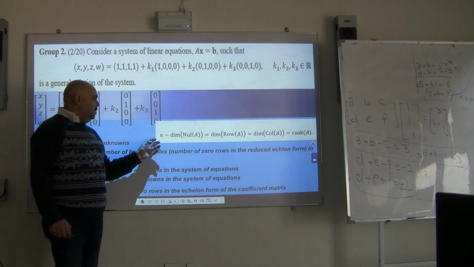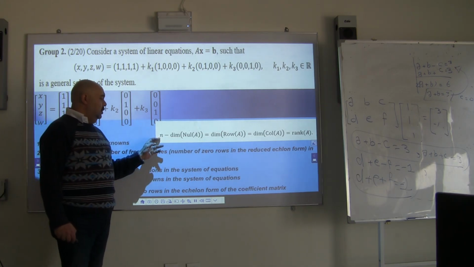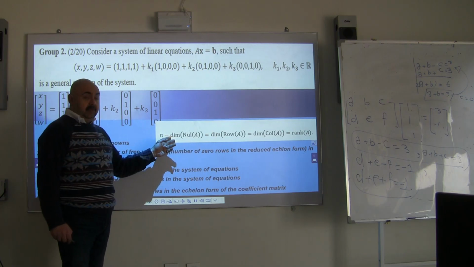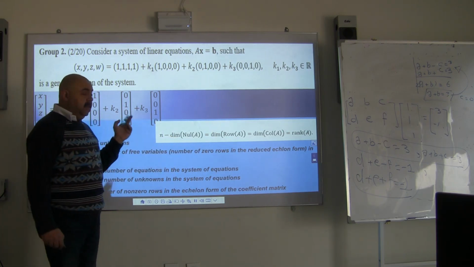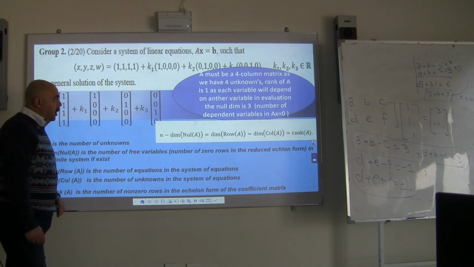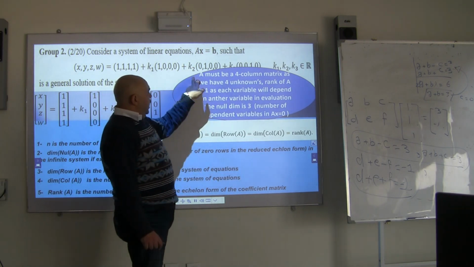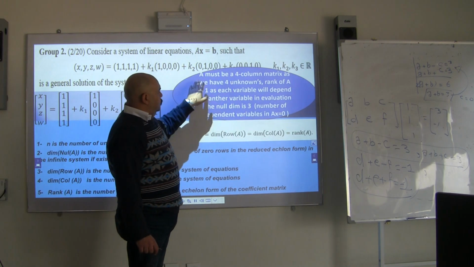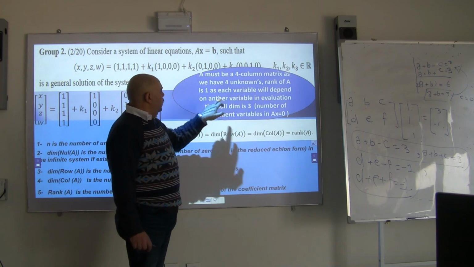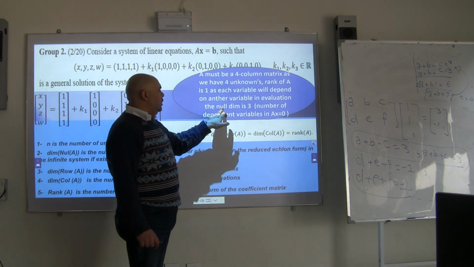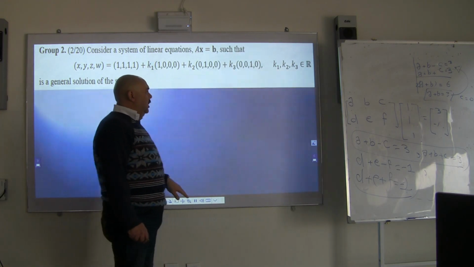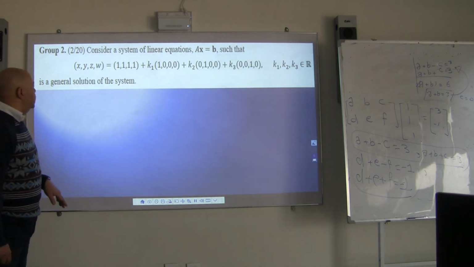So just making a substitution, n, which is the number of unknowns, is 4. The dimension of the null space of A, as you can see, is 3. So it's 4 minus 3, and the rank of A will equal 1. Once more, A must be a 4-column matrix, as we have 4 unknowns. The rank of A is 1, as each variable will depend on another variable. The null dimension is 3, as I exactly told you. Of course, the null space is the solution of the homogeneous system.